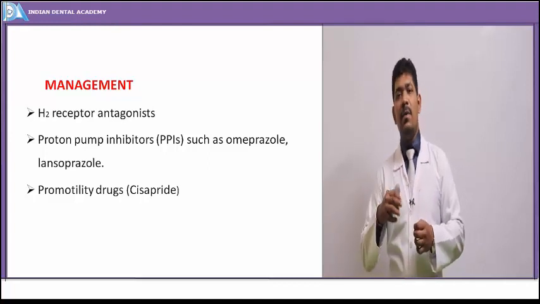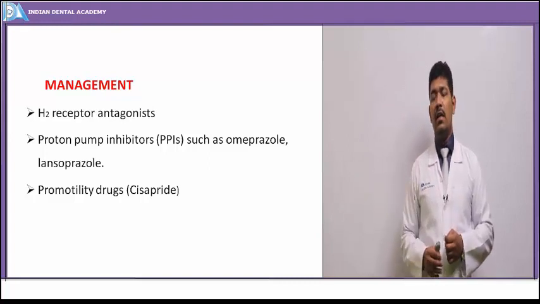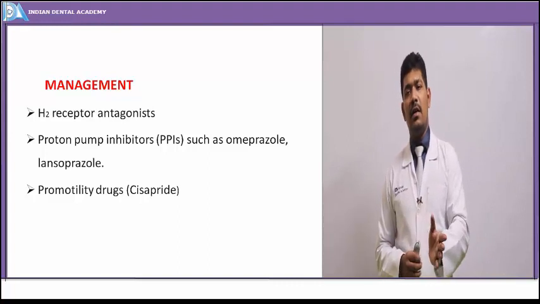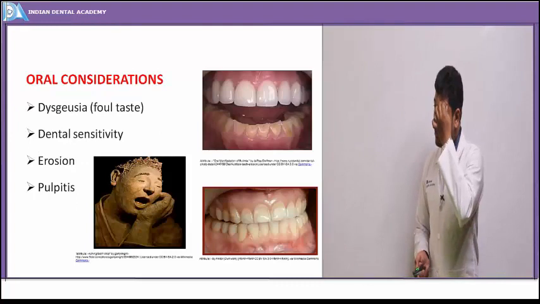That is to help in the motility of the food, or the chyme. We can, like with cisapride, inhibit the effects or the complications of this GERD. So what are the oral considerations?